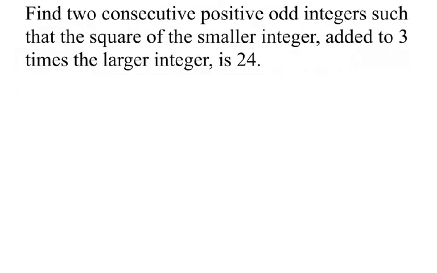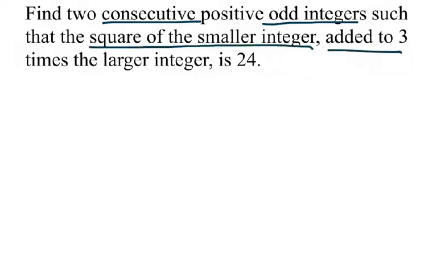Okay, go ahead and read this one. This one's a little confusing. Okay, this one's kind of weird. So we want to find two consecutive, which means right beside each other, positive odd integers, like 1 and 3 would be consecutive odd integers. 3 and 5, 5 and 7, stuff like that. Such that the square of the smaller integer added to 3 times the larger integer is 24.